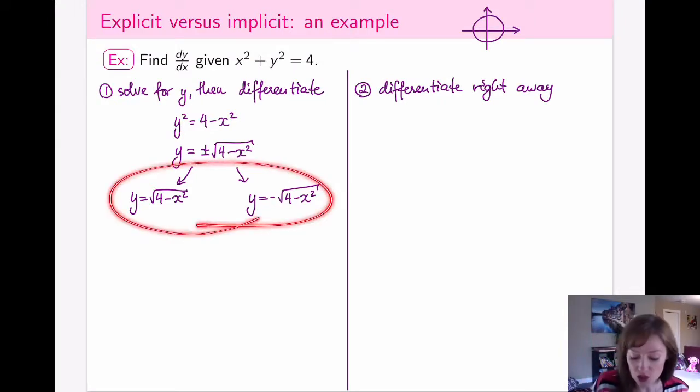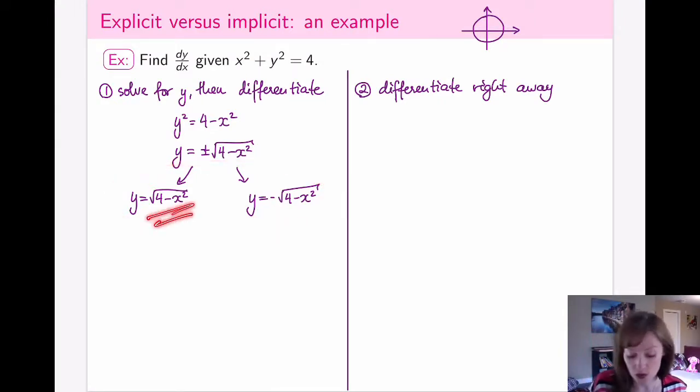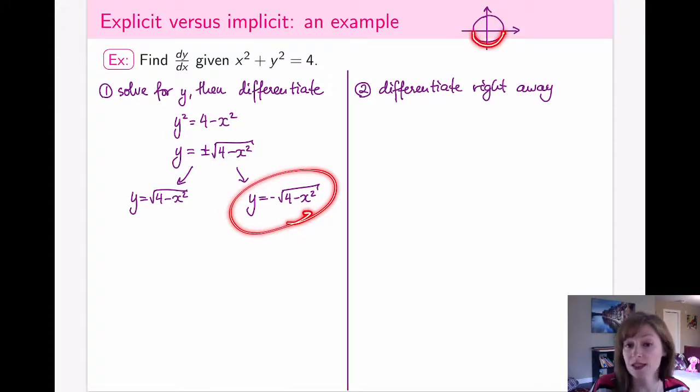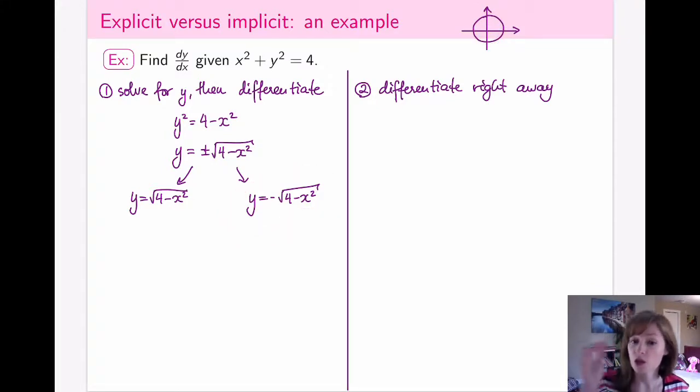So what these two cases correspond to are the top semicircle, where the y-coordinate is positive, and the bottom semicircle, where the y-coordinate is negative. The top semicircle and bottom semicircle by themselves are functions, but they're not a function together. So now, in order for me to take a derivative, I'm going to have to take it one branch at a time.